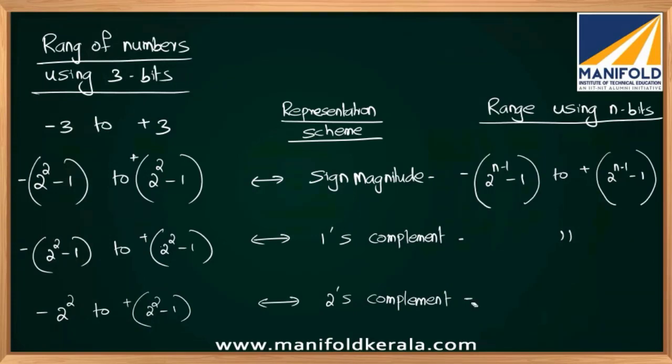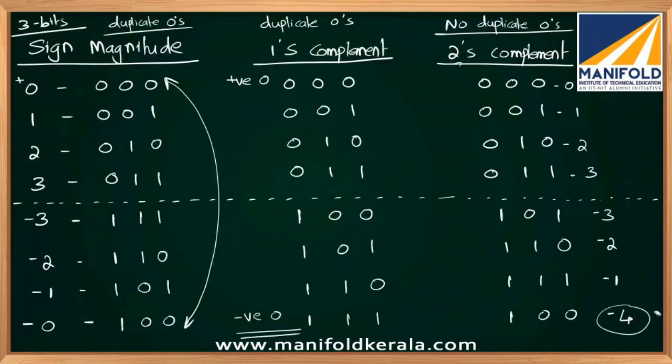What about 2's complement format? What is the difference here? What is the range of numbers you can represent using n bits in 2's complement format? There will be an additional negative number you can actually represent. So this will be negative of 2 raised to n minus 1 to plus 2 raised to n minus 1 minus 1. The only difference is that you can represent negative 4 also. If you remember this one, you were representing negative 4 also, right?